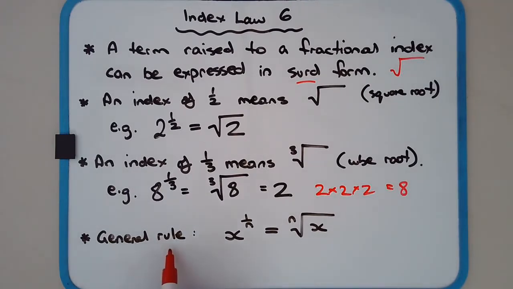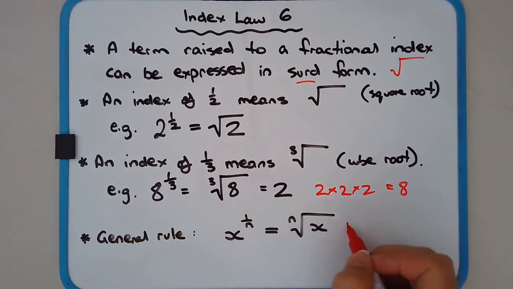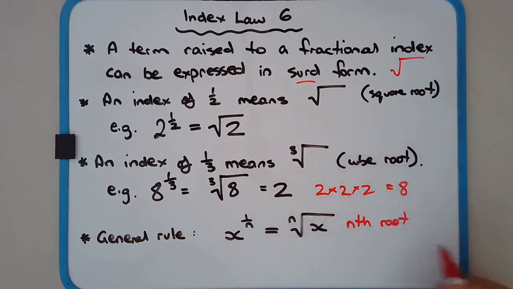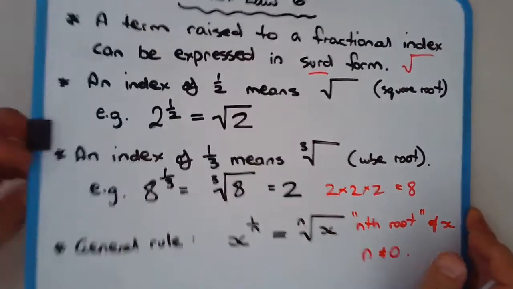As a general rule, x to the power of 1 on n, where n could be really any value, as long as it's not 0, of course, is equal to what we call the nth root of x. For this to make any sense, n can't equal 0. You can't have 1 on 0, for obvious reasons. All right, let's have a look at some examples.